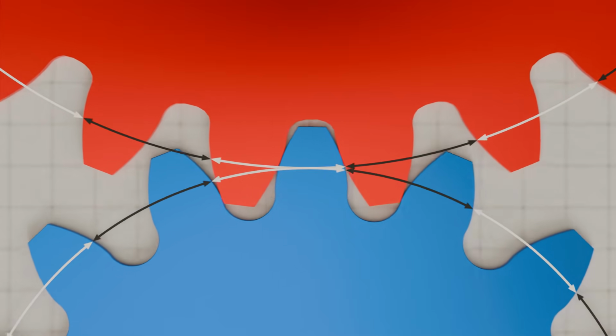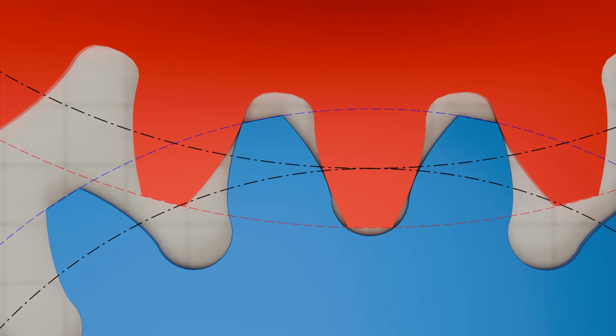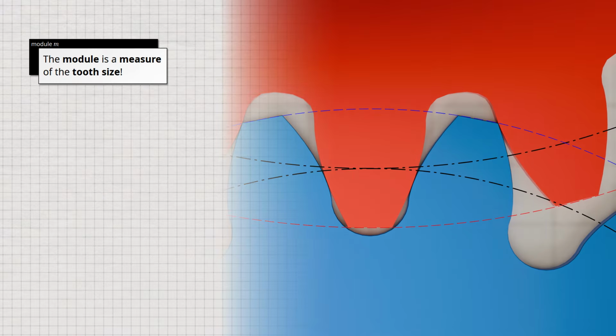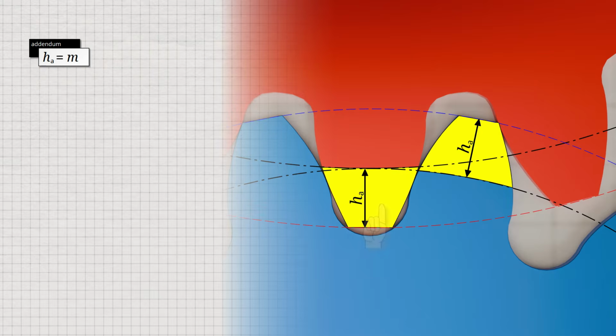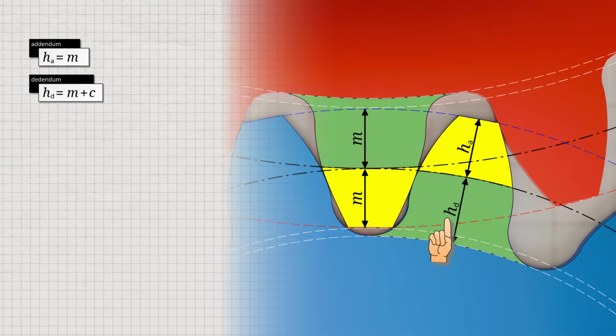One of the most important parameters used to characterize gears, and in particular to ensure that the teeth of two gears can mesh with each other, is the module M, also called modulus. The module is a measure of the tooth size of a gear and is given in millimeters. Only if the teeth of gears have the same size, and therefore the same module, can they mesh. The module corresponds directly to the addendum HA of the tooth. As the tip of the tooth engages with the mating gear below the pitch circle, the dedendum HD must also be at least equal to the module.